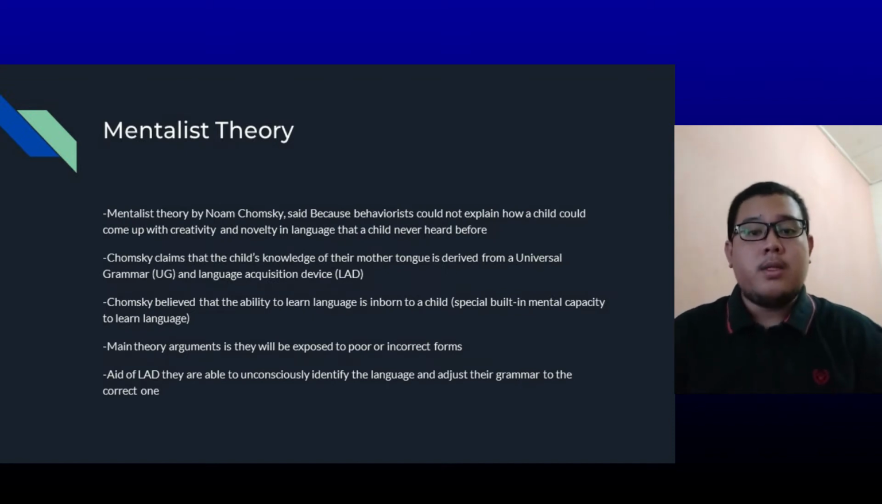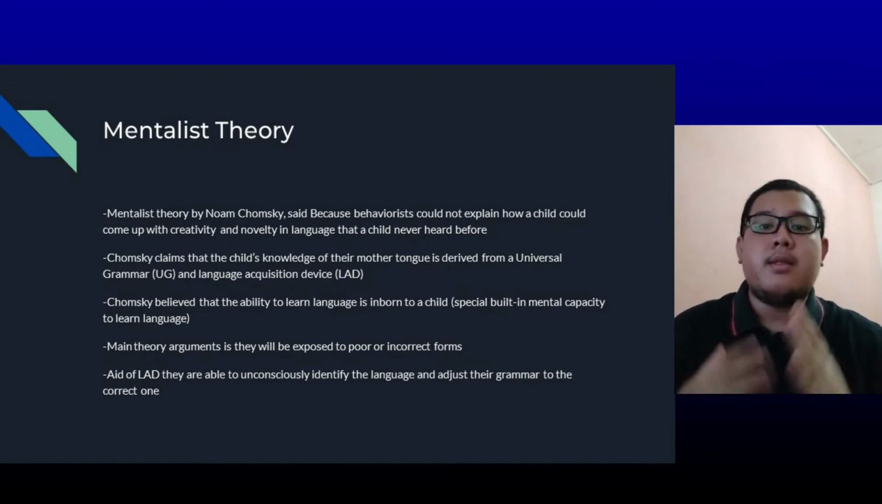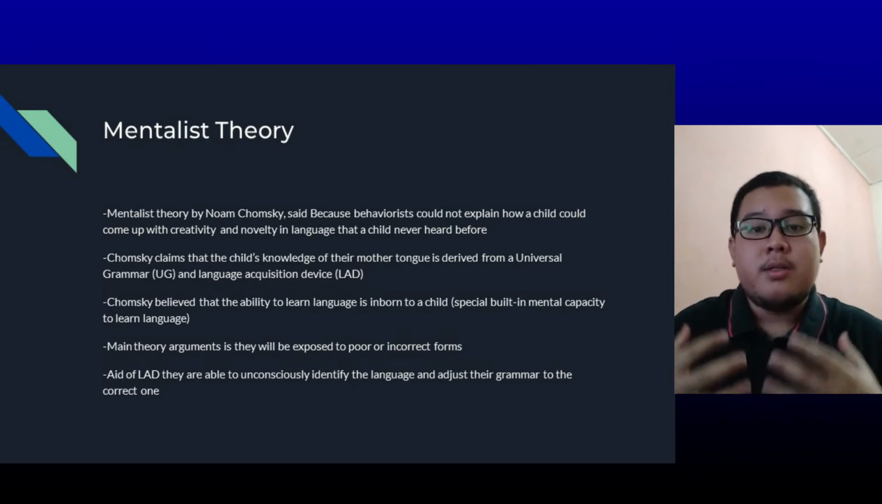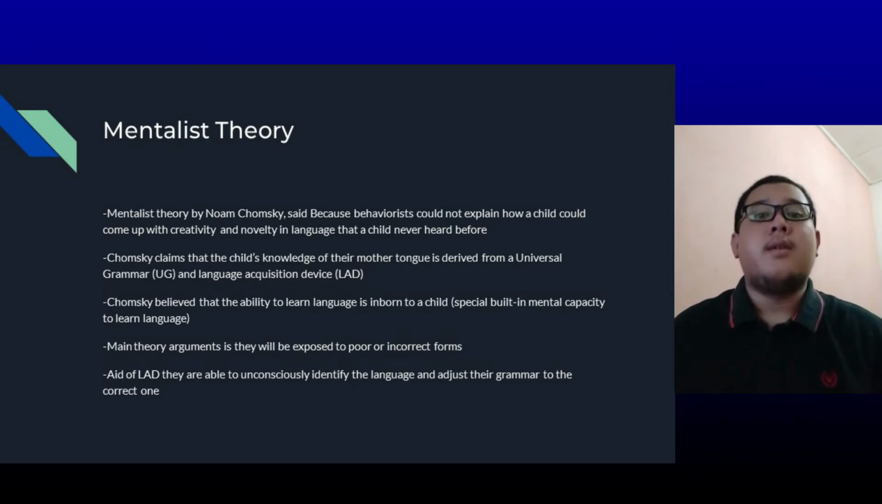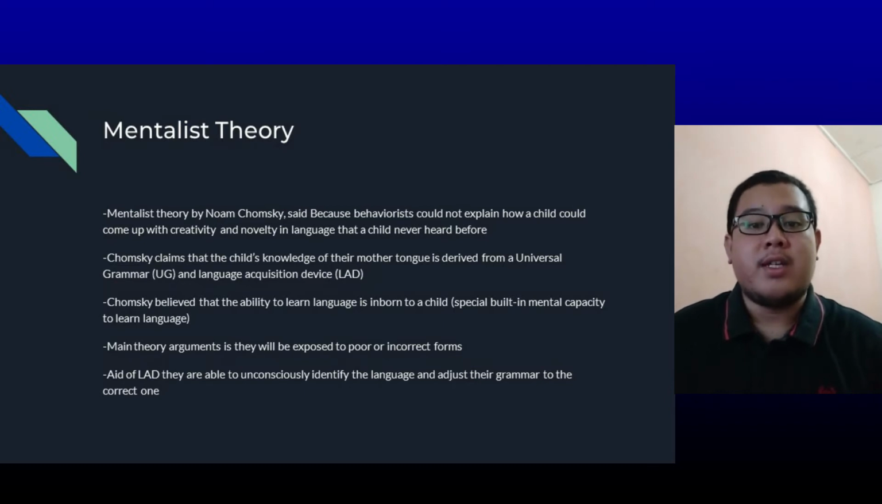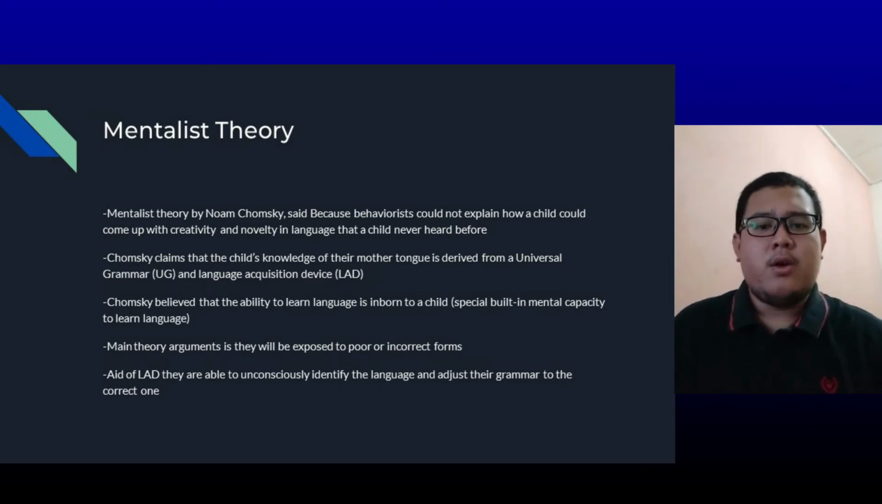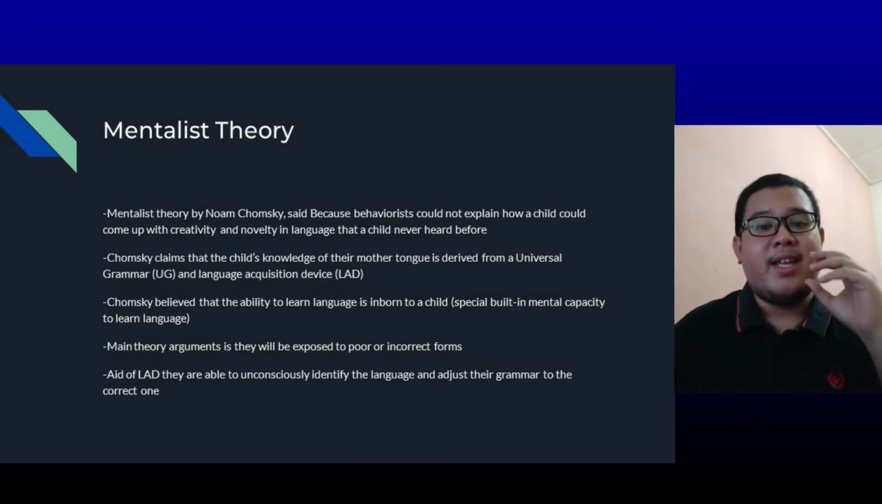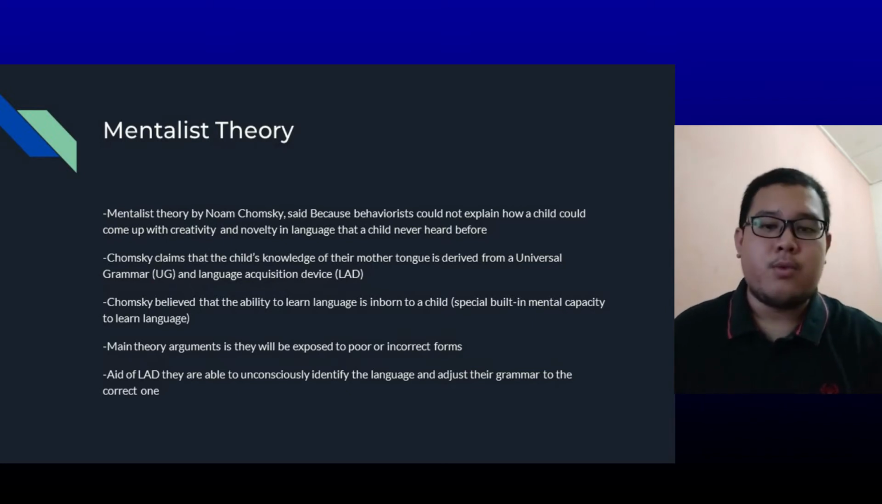Okay, next, the author mentioned the mentalist theory. What is mentalist theory? Mentalist theory was founded by Noam Chomsky, and he said that the child's knowledge of their mother tongue is derived from the universal grammar (UG) and the language acquisition device (LAD). With the aid of the LAD, the child is able to unconsciously identify the language and adjust the grammar to the correct one.